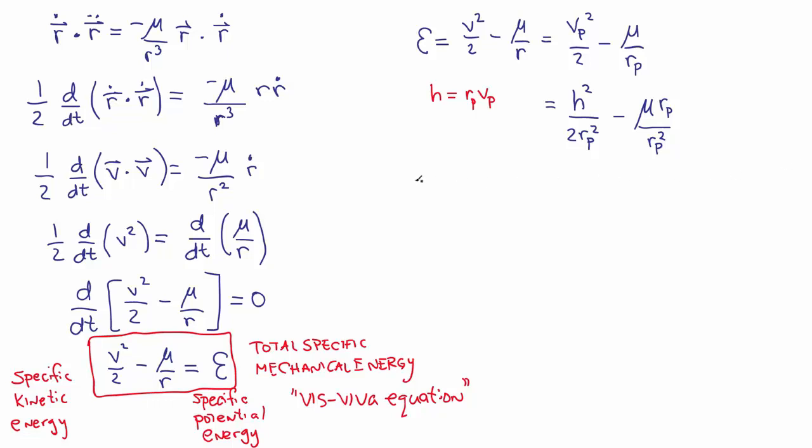Now we're going to make use of the following relationship, namely that the semilatus rectum is equal to A times 1 minus E squared, but we know that it's also equal to H squared over mu. In addition, we're also going to use the fact that the radius at periapsis is equal to A times 1 minus E. All right. Now, if we do that, then we can get rid of the H term. We can also get rid of the RP term. We end up with the following.